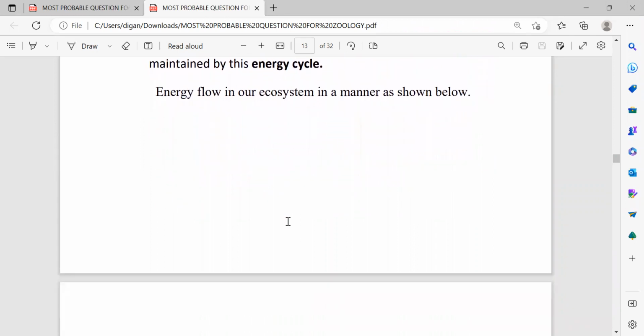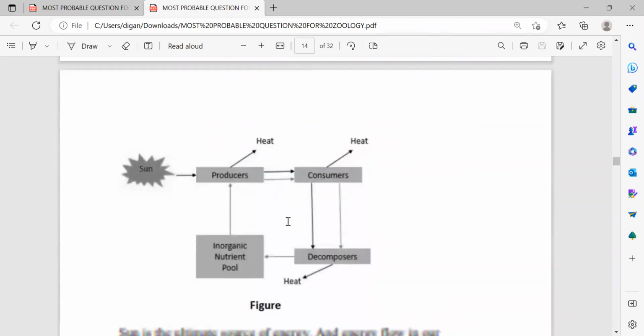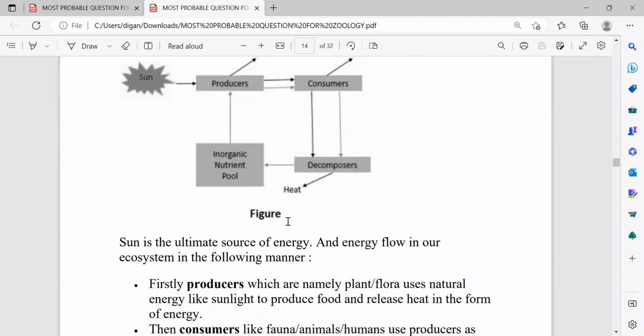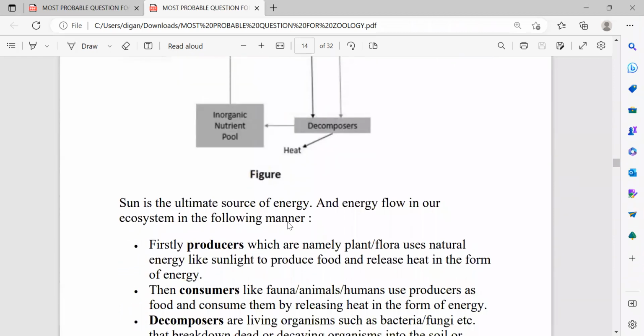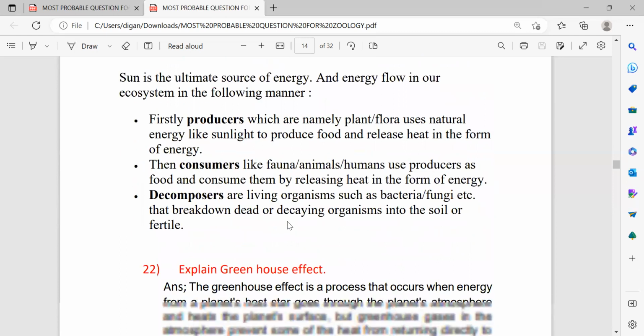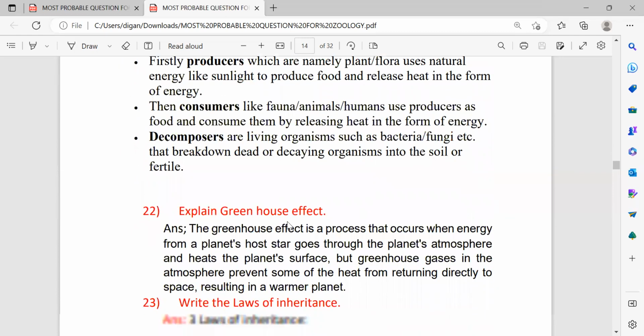Describe the process of flow of energy in different trophic levels of an ecosystem. So these are the answers for this. You have to draw this diagram. You need not explain it paragraph-wise. You just draw the diagram, you will get full marks. And if a 5 mark question comes, then you just write the description also.